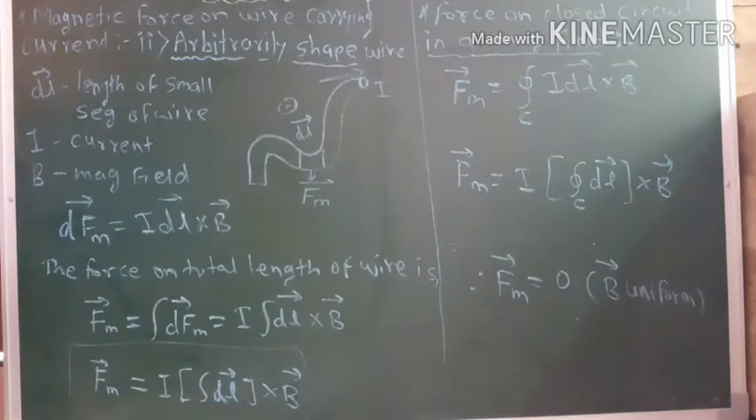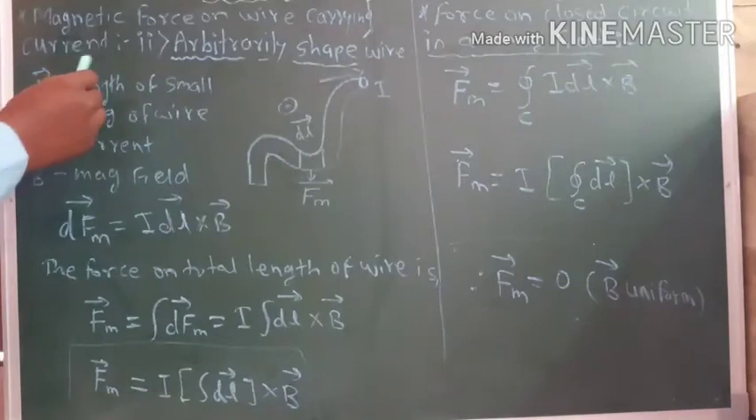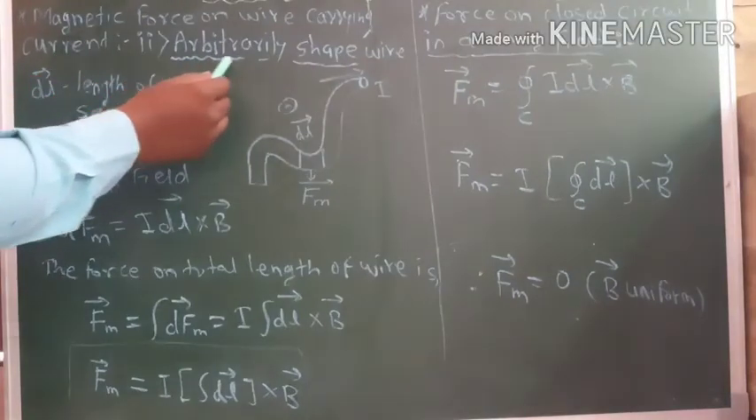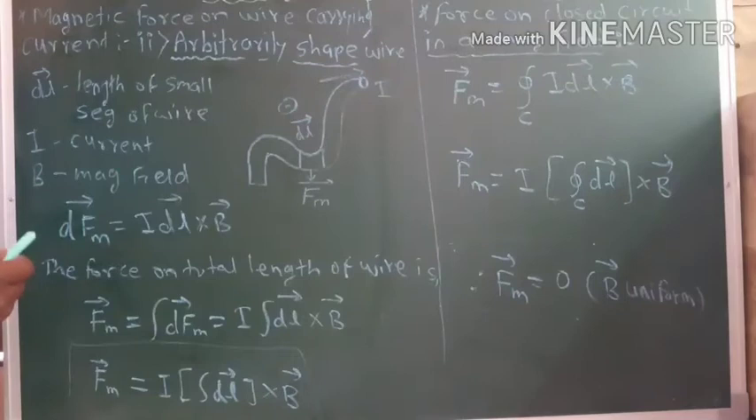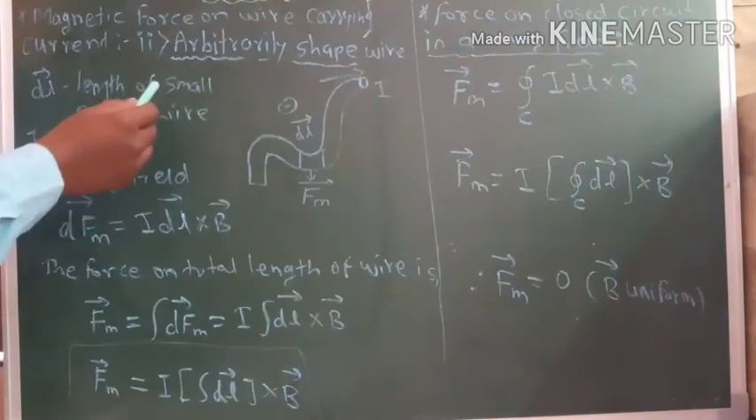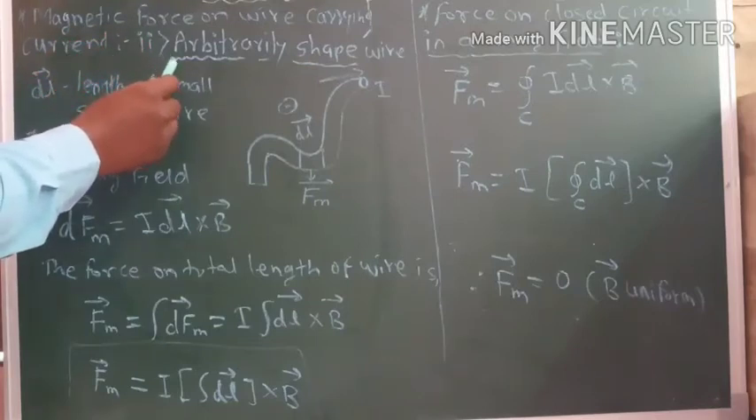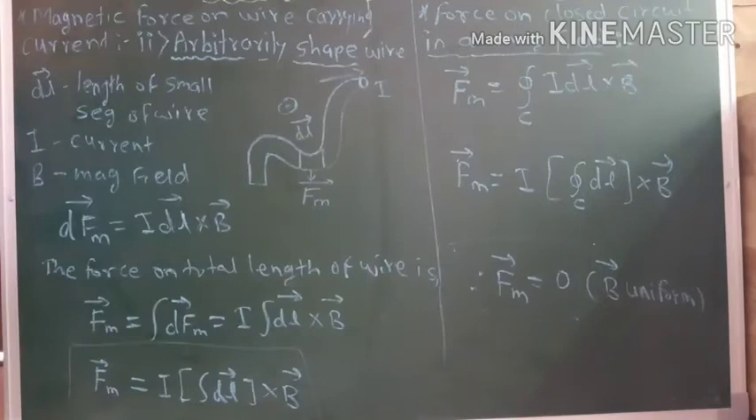Then today we will discuss the magnetic force on a wire carrying current. The second point is the arbitrarily shaped wire. At the last lecture, the first point, we studied the straight wire and found the magnetic force. Today we consider the second point, the arbitrarily shaped wire.